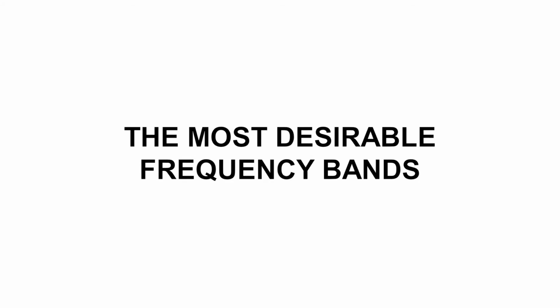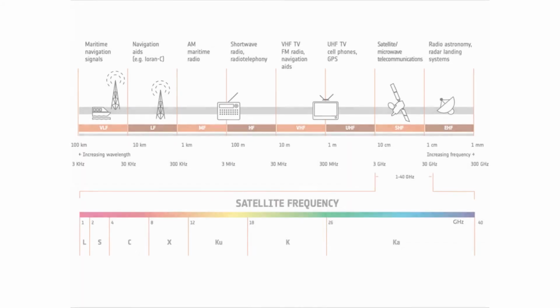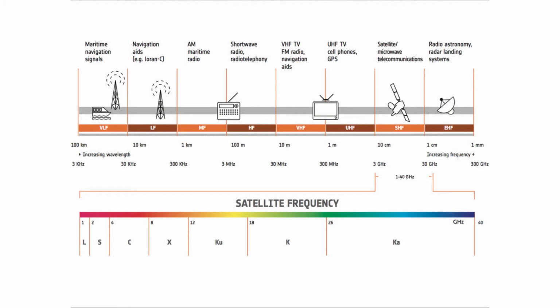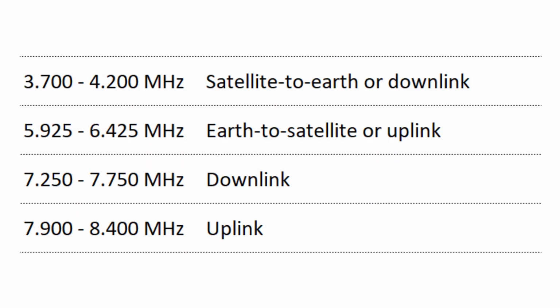Frequency bands, the most desirable. The most desirable frequency bands for commercial satellite communication are in the spectrum 1000 to 10,000 MHz. These bands are 3,700 to 4,200 MHz, satellite to Earth or downlink, 5,925 to 6,425 MHz, Earth to satellite or uplink, 7,250 to 7,750 MHz, downlink, 7,900 to 8,400 MHz, uplink.